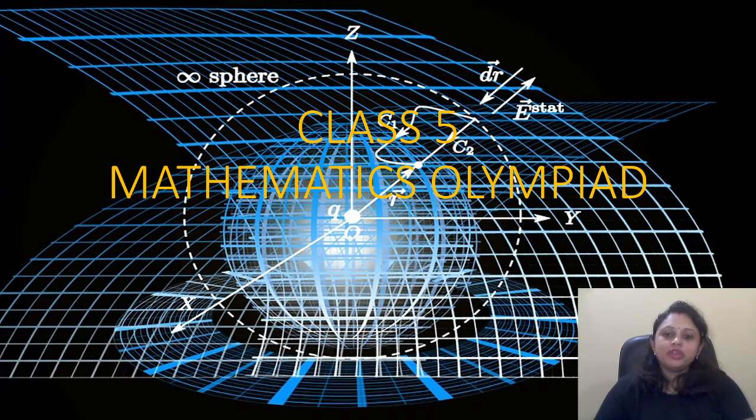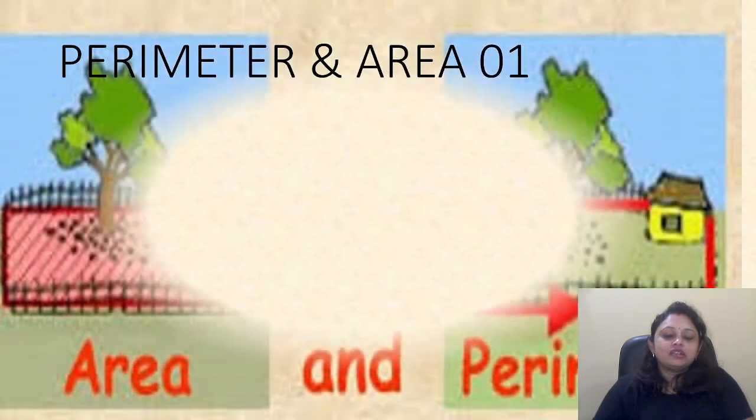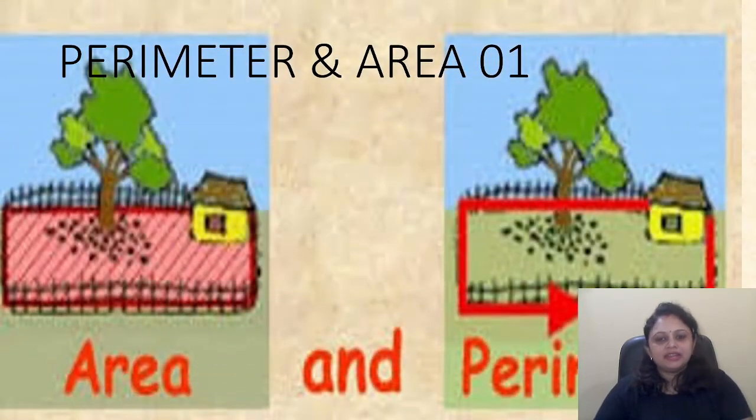So today we are going to read for class 5 Mathematics Olympiad. And in class 5 Mathematics Olympiad, which chapter we are going to read? We are going to start a new chapter, that is perimeter and area. Okay, so are you all ready for it? Yes, so let's get started.